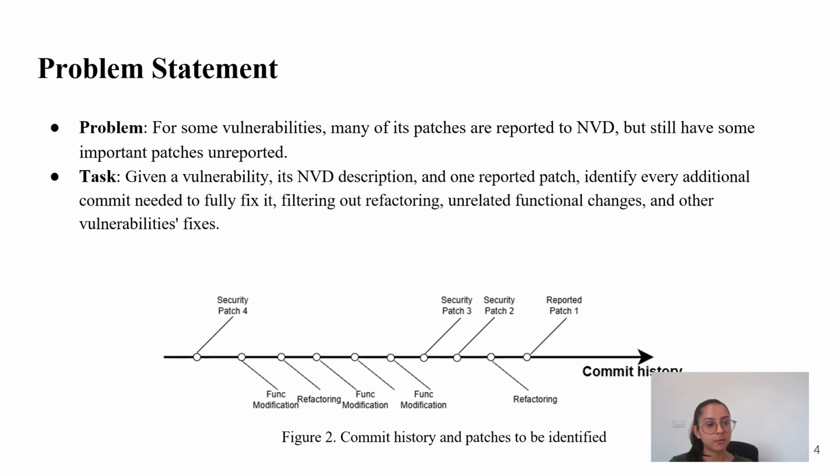So that leads us to our problem, where for some vulnerabilities, some of its patches are reported to NVD, but still have some important patches unreported. And our task to address this problem is, given a vulnerability, its NVD description, and one reported patch, we want to identify every additional commit needed to fully fix it by filtering out any refactoring, unrelated functional changes, and other vulnerability fixes from the commit history. And this is just an image that showcases that process.